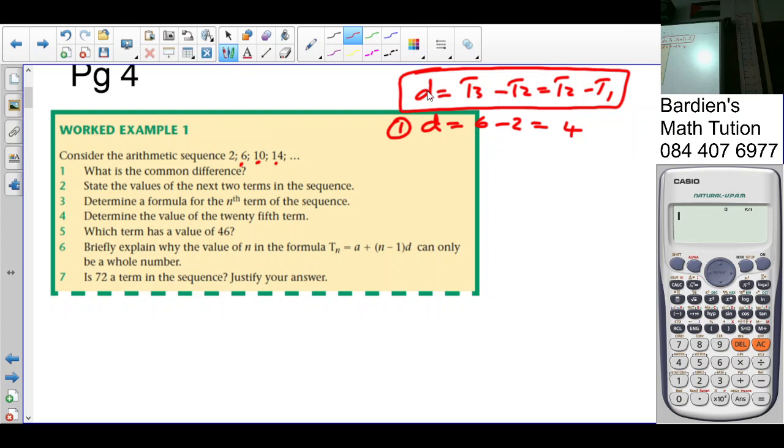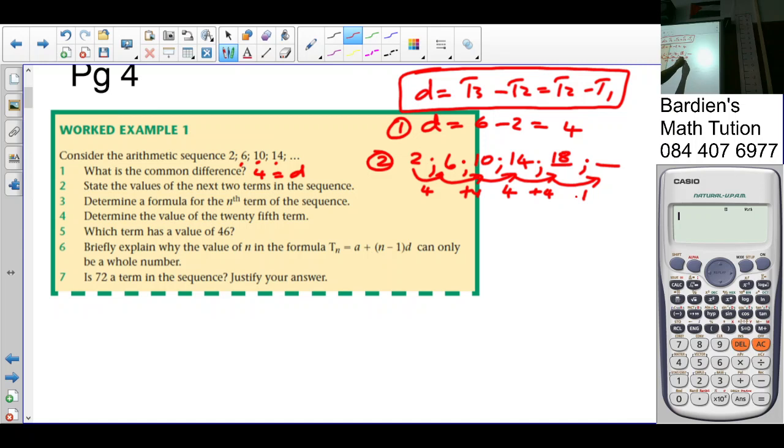Then number 2 says state the value of the next two terms in the sequence. Okay, so the next two terms, we've got 2, 6, 10, 14. So how do I move from one to the next? I'm adding 4 all the time, which is my D value. So I continue adding 4, which is then going to give me 18. Then 18 plus 4 is 22. So 18 and 22 are the next two terms in the sequence. You all okay with that?